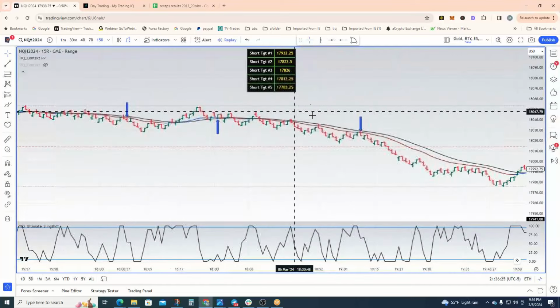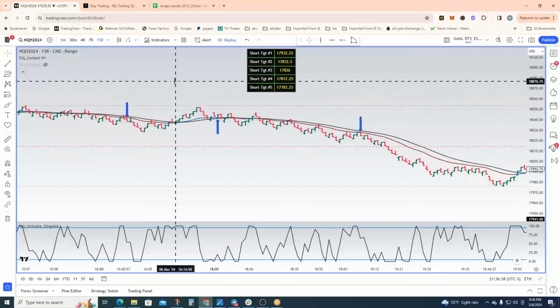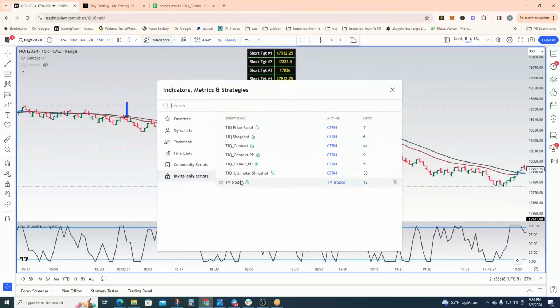When you take the free trial with us, you give us your login ID. What that is, if you hover over whatever your symbol is, whatever your icon is, we're logged in as CFRN right here. Whatever you are logged in as, that's what you need to send to us. When you do that, we're going to enable these indicators for you. The indicators that will be enabled will be inside your invite-only scripts. You won't have all of these, but you will have the TIQ context PP and the ultimate slingshot.